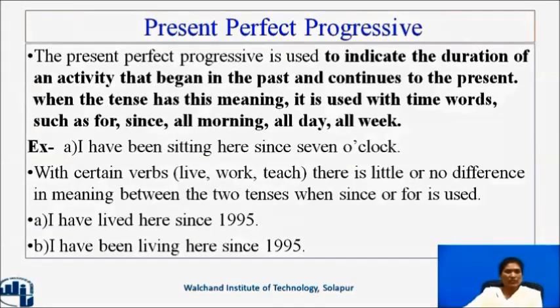The present perfect progressive is used to indicate the duration of an activity that began in the past and continues to the present. When the tense has this meaning, it is used with time words such as for, since, all morning, all day, all week. For example, I have been sitting here since 7 o'clock. With certain verbs, that is live, work, teach, there is little or no difference in meaning between the two tenses when since or for is used. See these examples: I have lived here since 1995. I have been living here since 1995.